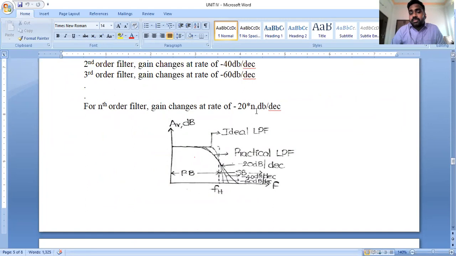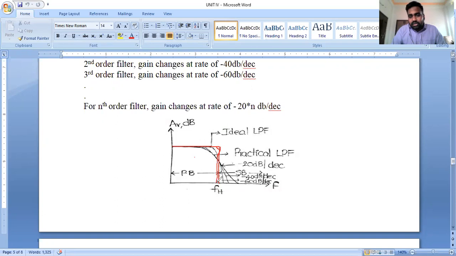That means here, how can we specify this? If we take the ideal low pass filter and compare it with the practical low pass filter, the ideal low pass filter will act like a bridge. Here I'm showing the ideal low pass filter as this dotted red line, and the practical low pass filter has to be near to this region. So this is a practical low pass filter.